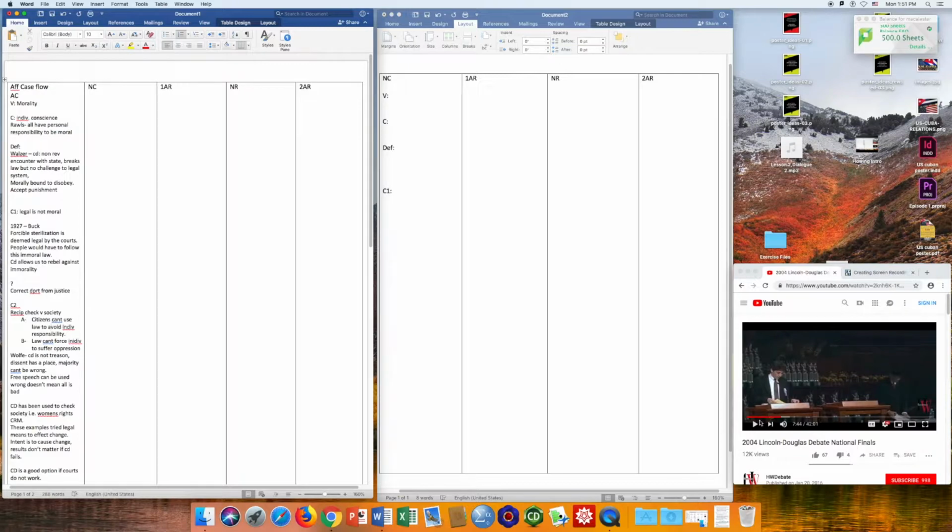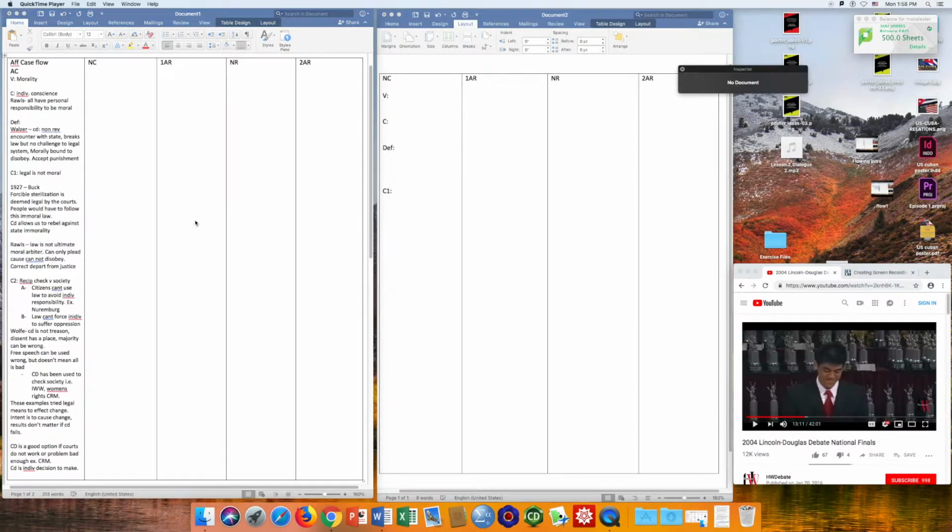So now, you remember I put a question mark in the affirmative case, so the cross-ex happened and I asked, what was your card after buck and forcible sterilization in your contention 1? And he said it was Rawls, and he reread his card for me. So always feel free to use cross-ex in order to make sure that you have your flow correct, because if your flow is not correct, you're going to miss some arguments, and you can easily lose a debate.